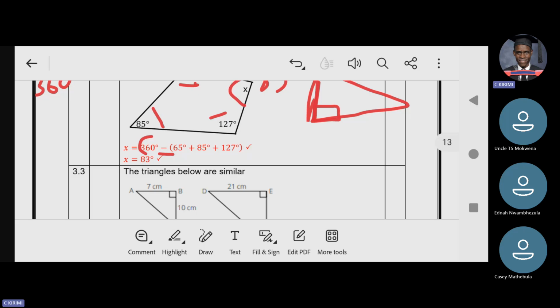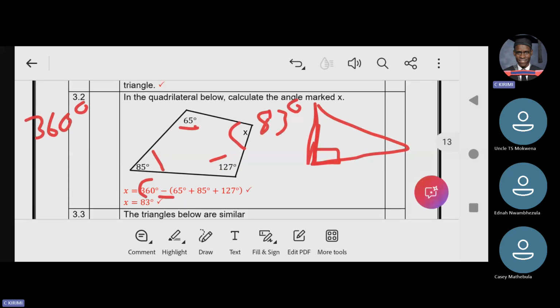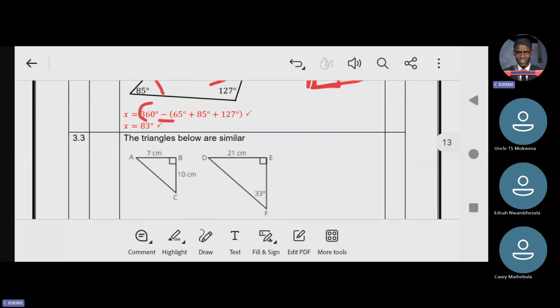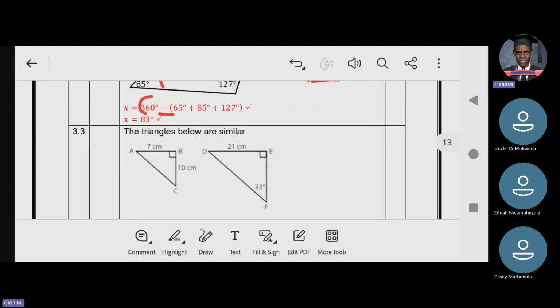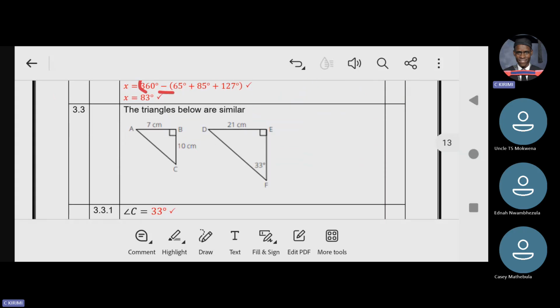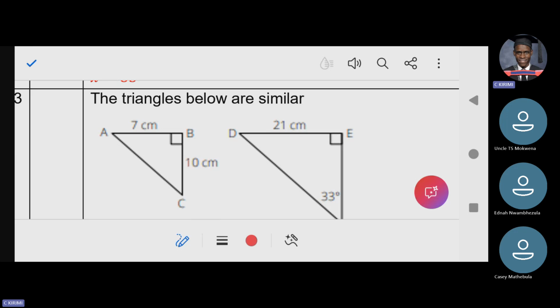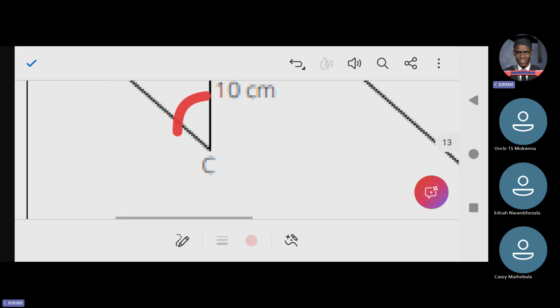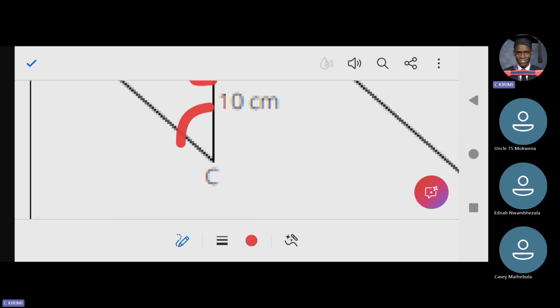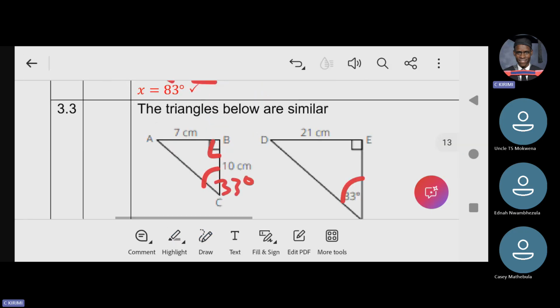Then angles of a triangle, we say they add up to what? 180. Yes, 180. The triangles below are similar, which means they are proportional. If they are proportional, the interior angles are the same. If this is a 90, there is also a 90. If this is 33, also there is what? 33 degrees. So you must know that because they are similar.